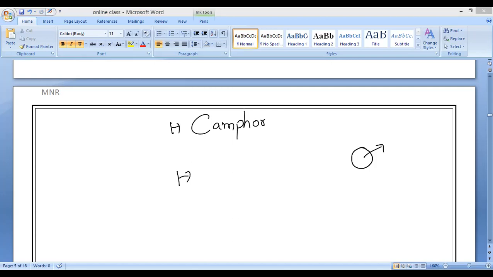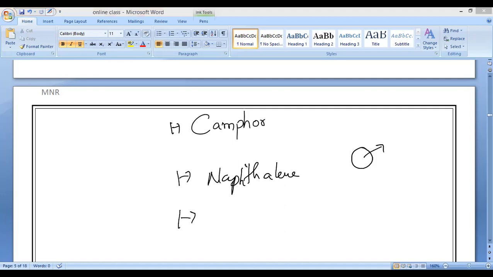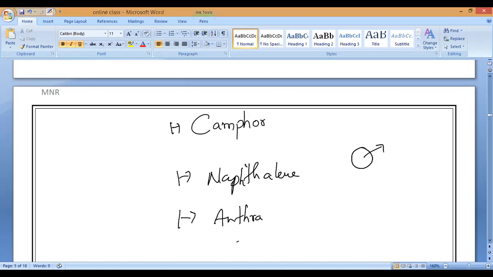Naphthalene, N-A-P-H-T-H-A-L-E-N-E. Same way, one more chemical example is anthracene, A-N-T-H-R-A-C-E-N-E. These all are examples of sublimation.